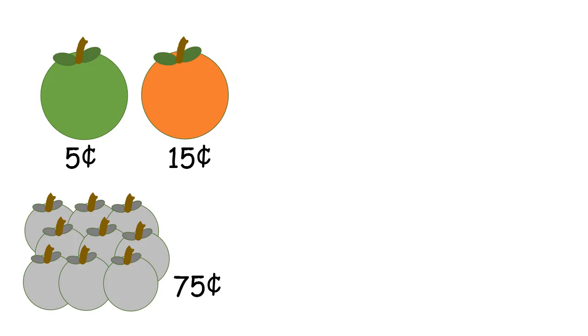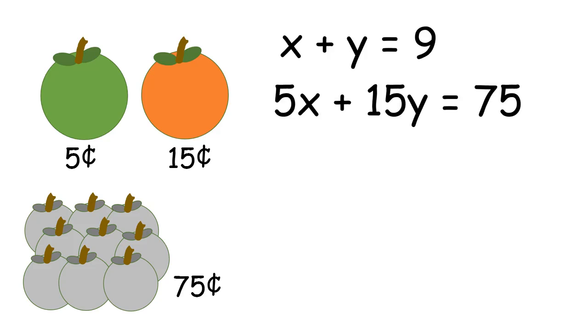Well, let's start with what we know. We know that you have an unknown number of apples, let's call that x, and an unknown number of oranges, which we'll call y. And in total, we have 9 items. We also know that our unknown number of 5-cent apples and our unknown number of 15-cent oranges cost us a total of 75 cents. Now, our 9 fruits could be 9 apples and no oranges, or no apples and 9 oranges, or any combination in between where x plus y is equal to 9.